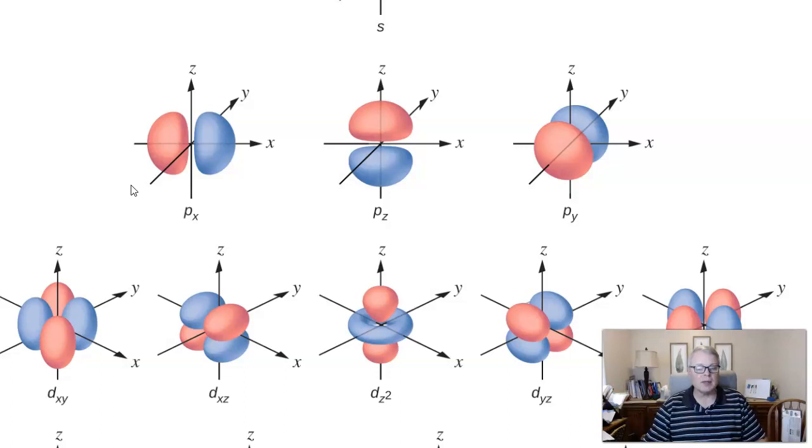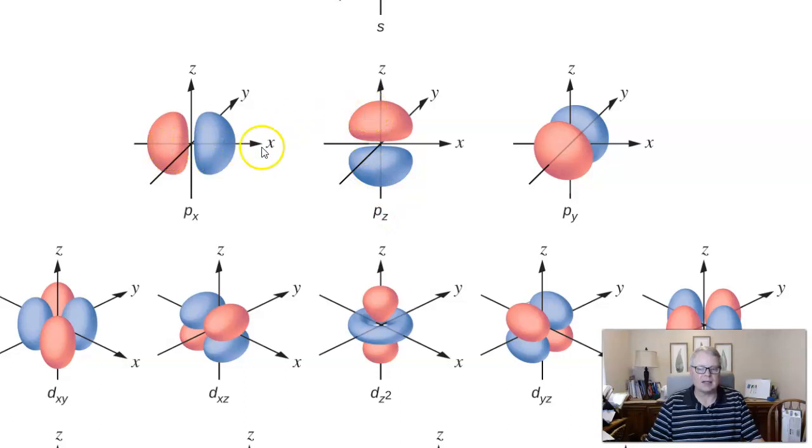And orthogonal means, in simple terms, at right angles to each other and not overlapping. We'll go with that. So, how can I draw another p orbital that looks just like this, is at right angles to it and not overlapping? Well, I can do it like this. See, up and down, like that.